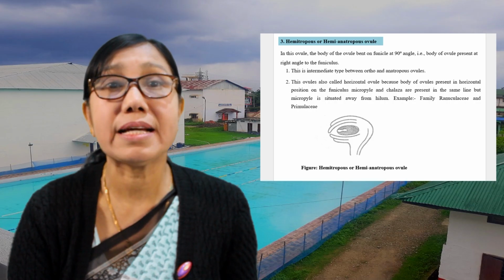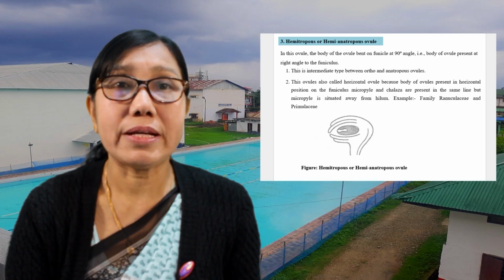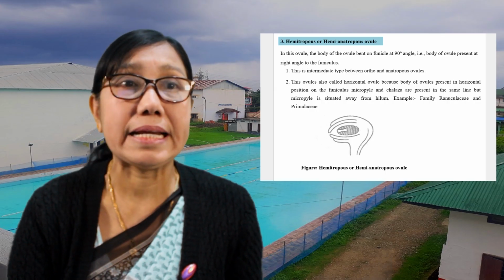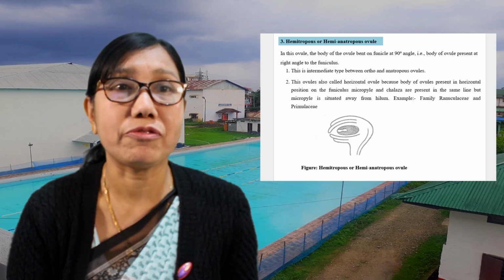And the example of this hemitropous ovule is found in families like the Ranunculaceae and Primulaceae. This is the hemitropous ovule.